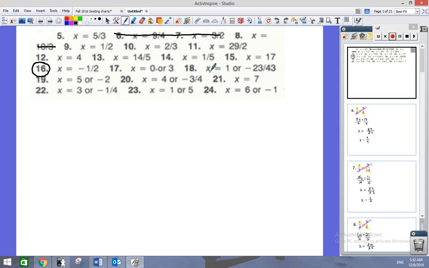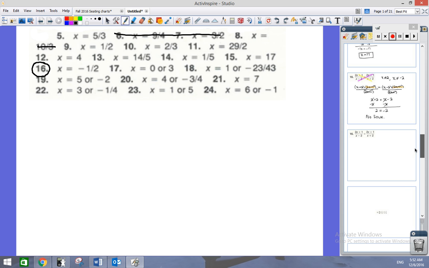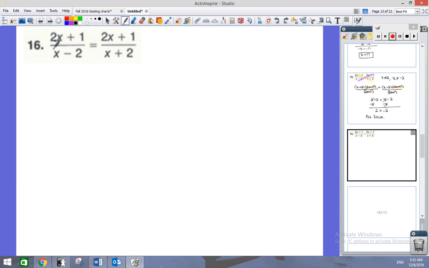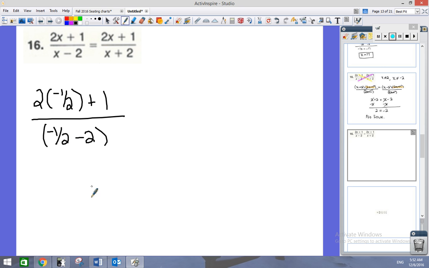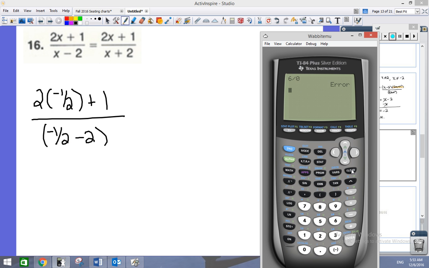Now, their claim is that x is equal to negative 1/2. Let's plug that into both sides of the equation to see if it's true. So on the left-hand side, if we replace x with negative 1/2, let's use a calculator to determine what number this is. In the numerator, I have 2 times a negative 1/2 plus 1. In the denominator, I have a negative 1/2 minus 2. My calculator is saying that that's equal to 0.